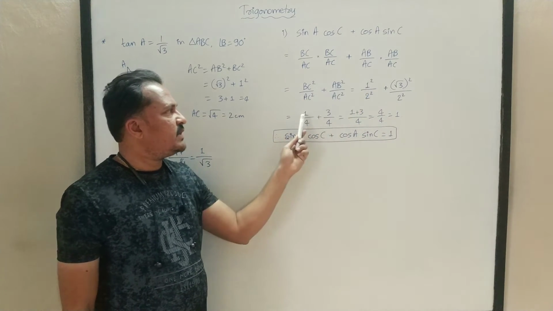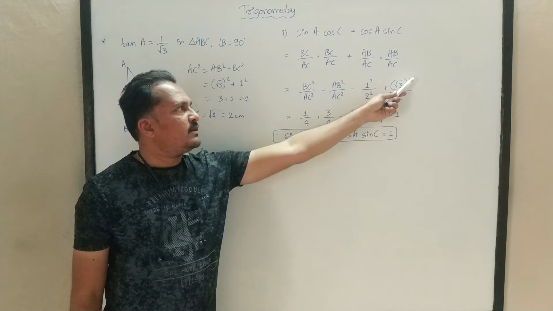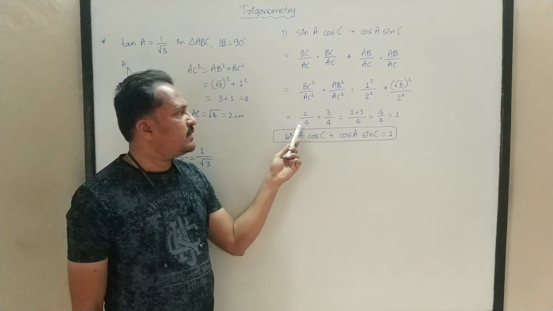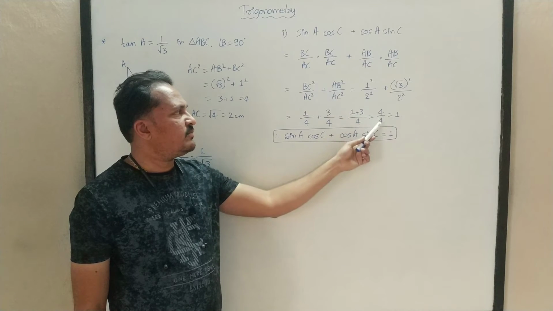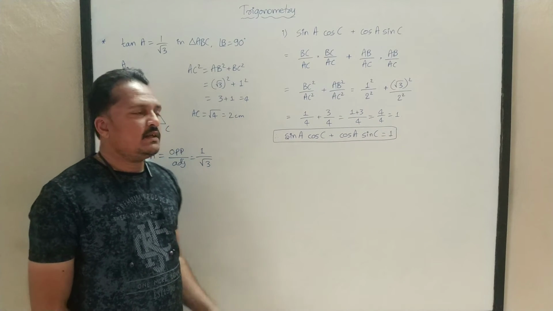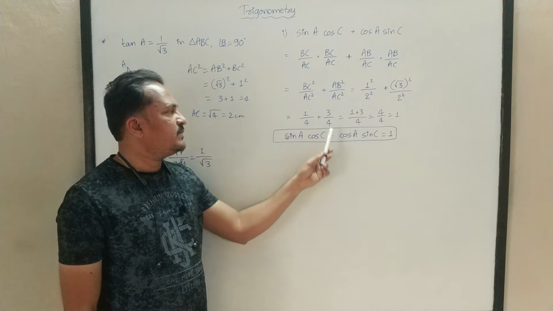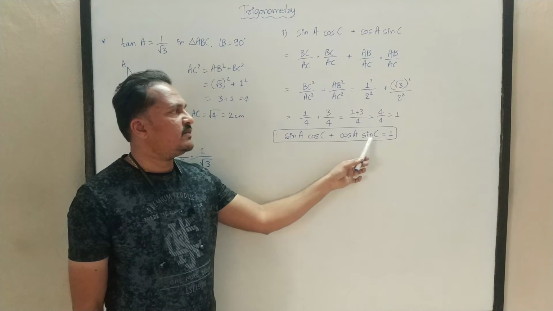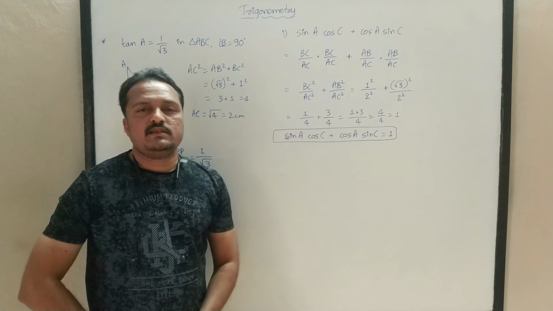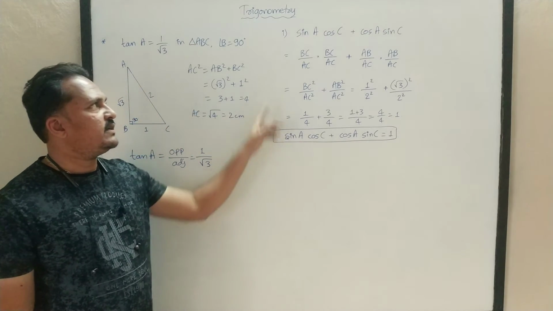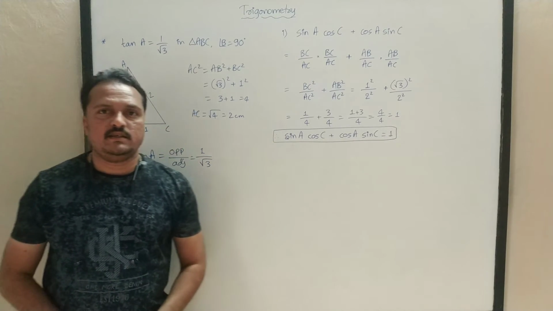And here 1 square is 1, and root 3 and root square cancel, it is a 3 here. LCM is 4, 1 plus 3 is 4 by 4, that is equal to 1. So finally we are getting sin of A into cos of C plus cosine of A into sin of C is equal to 1 here. In the same way, try for another one, the second one they have given in this exercise.